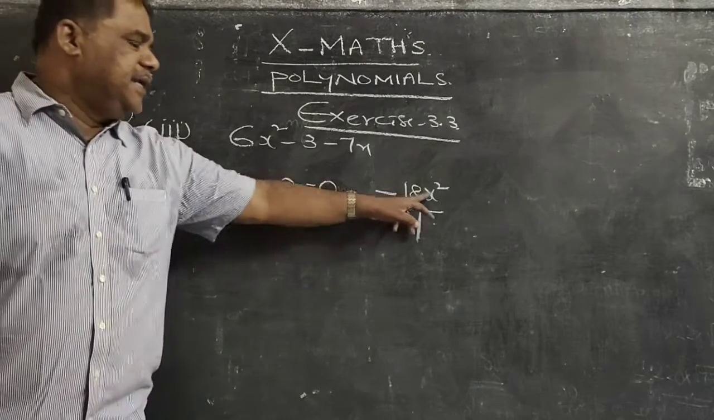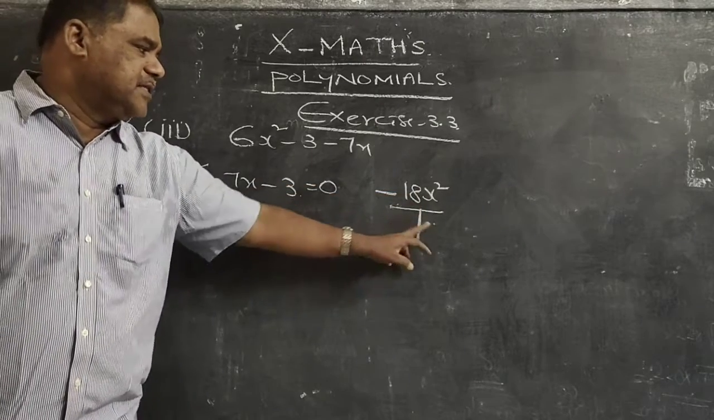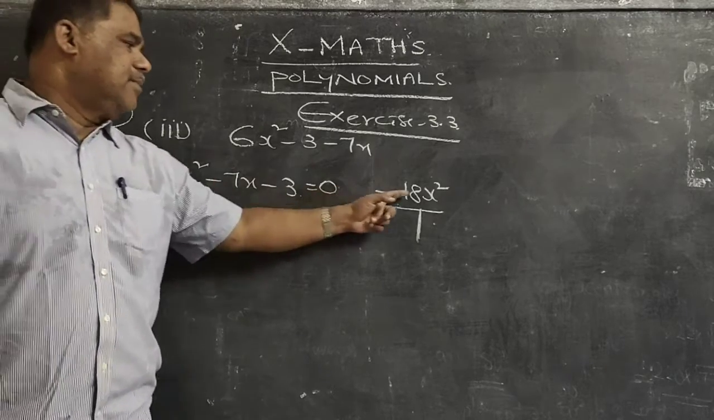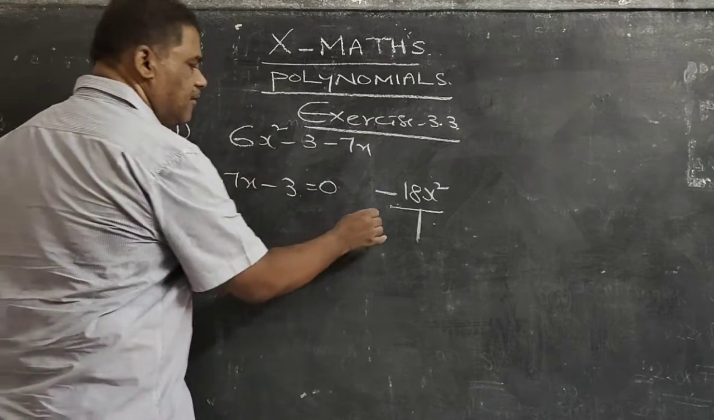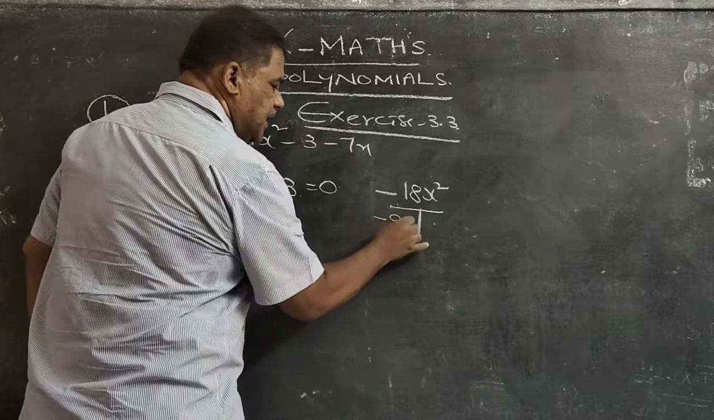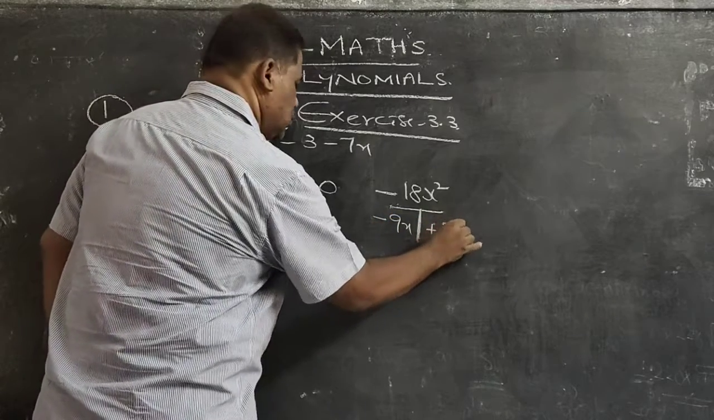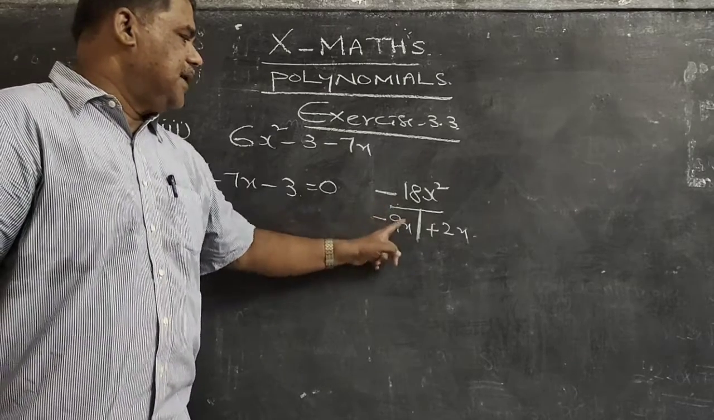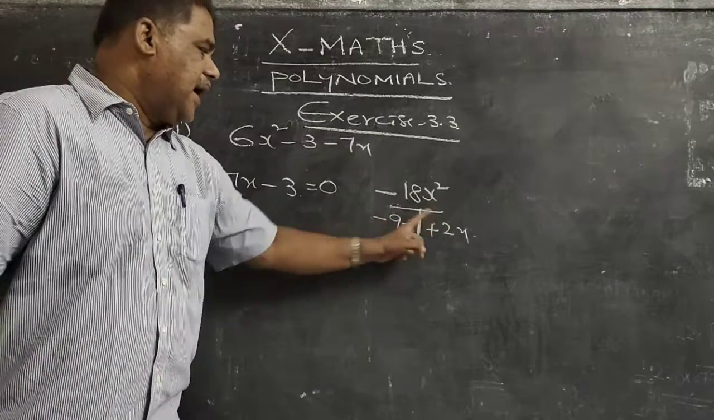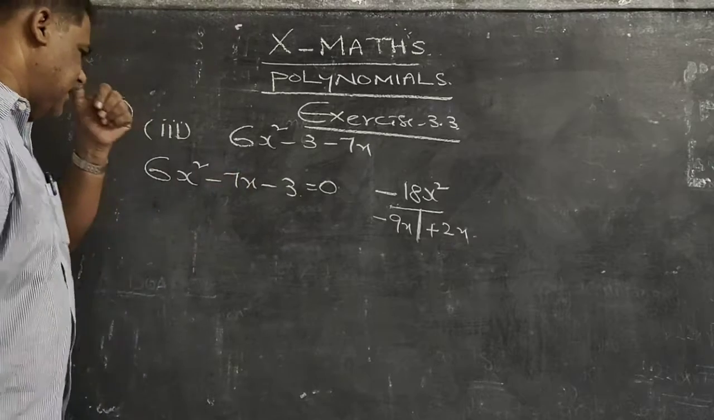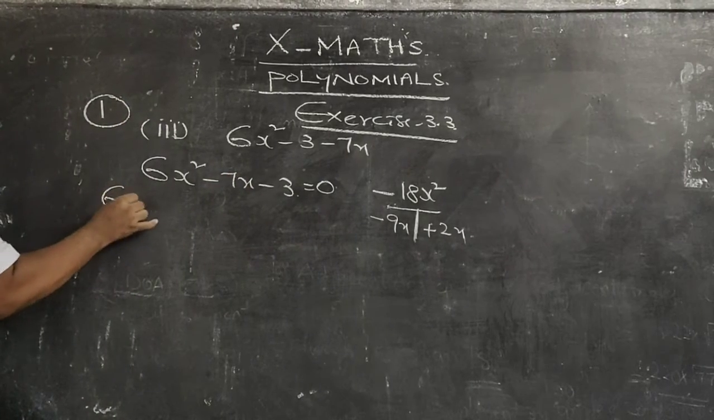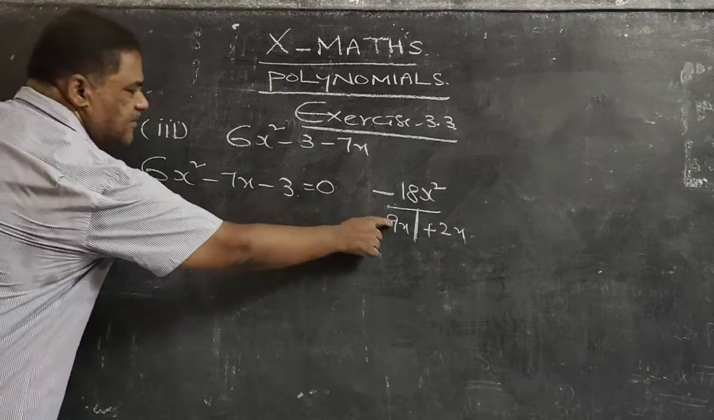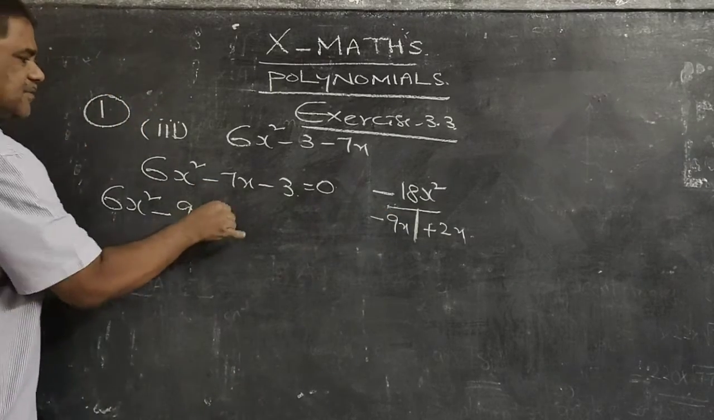Divide minus 18x square into two factors. On adding the two factors we should get the middle term. So here minus 18x square we can write as minus 9x plus 2x. If you multiply minus 9x into plus 2x, it is minus 18x square; if you add minus 9x plus 2x, it is minus 7x. So the factors are, 6x square, and in place of minus 7x, let us write these two factors.